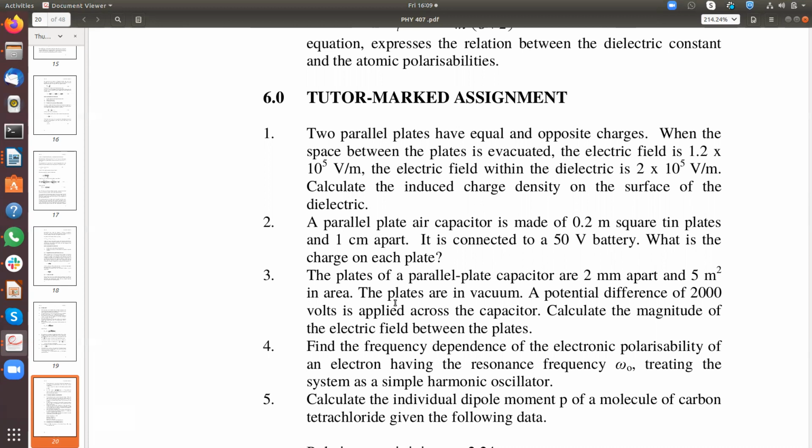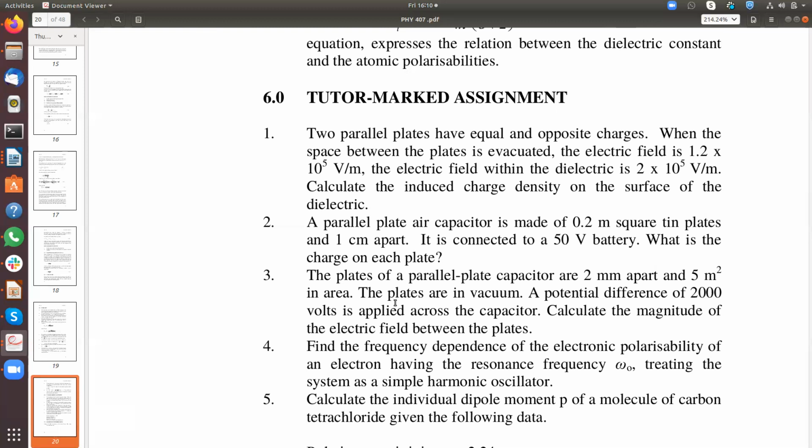Also, a parallel plate air capacitor is made up of 0.2 meters square thin plates and 1 centimeter apart, the distance that separates them. It is connected to a 50-volt battery. What is the charge on each plate? So this is more or less like trying to compute the charge when you have the electromotive force, which is the source of the cells. Then you have the distance. There is an equation between these that you can use to solve this problem.